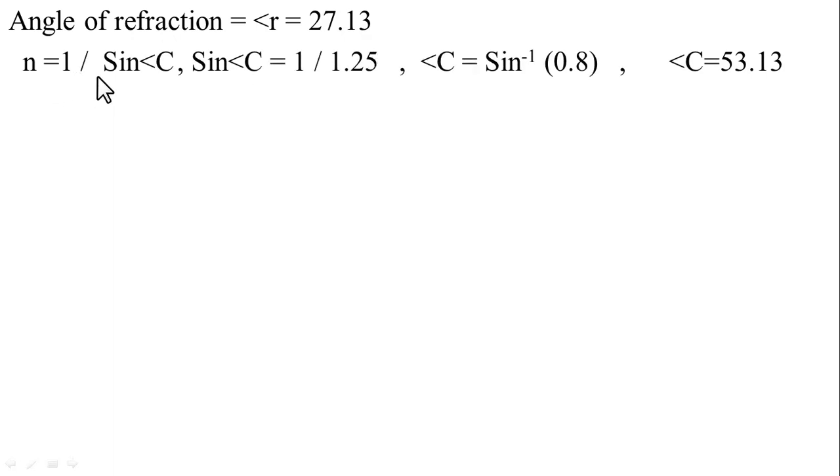Now we can calculate the critical angle. n is equal to 1 upon sine theta C. Then sine C is equal to 1 upon the value of n, 1.25. Now 1 divided by 1.25 will be equal to 0.8. Sine is moved to the other side, then angle C is equal to sine inverse 0.8. Taking the sine inverse of 0.8, then critical angle C is equal to 53.13. Now we will move to the result.